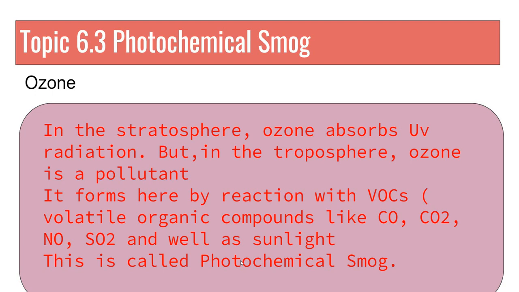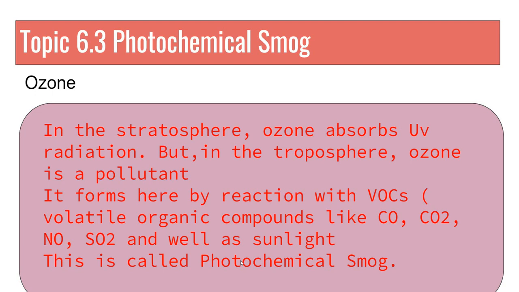thing becomes a bad thing. So in the lower part of the stratosphere, ozone absorbs UV radiation, but in the upper part of the troposphere, it actually creates pollution, which we call photochemical smog. It forms here by a reaction with other sorts of chemicals, so it's a secondary sort of pollution with what we call volatile organic compounds, VOCs, like carbon monoxide or carbon dioxide, nitrous oxide, sulfur dioxide. So altogether, we get a smog.